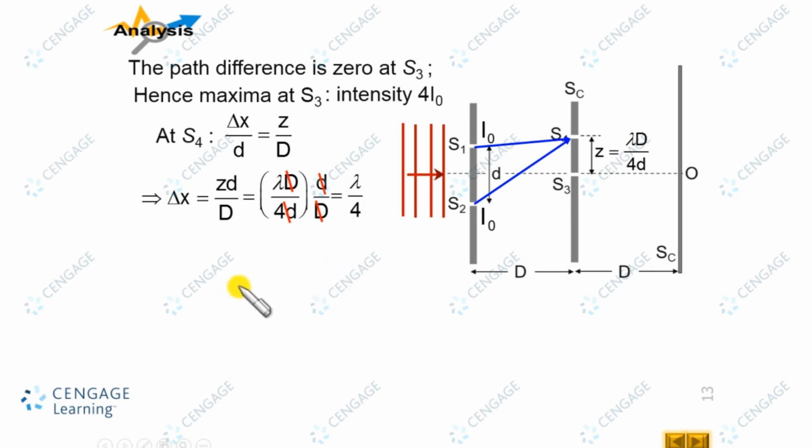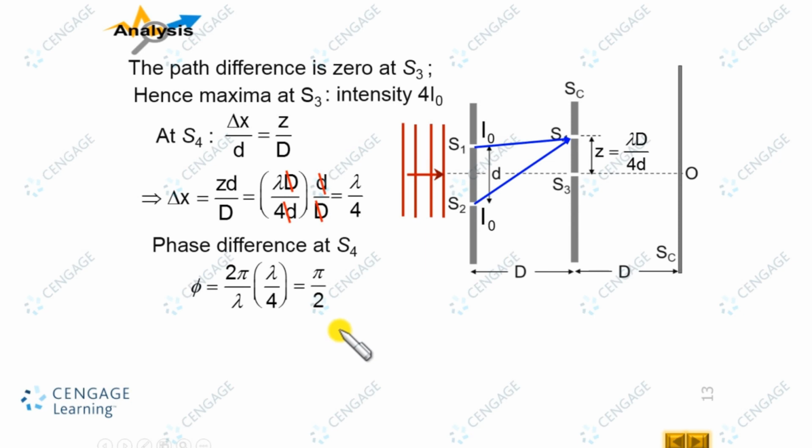Lambda by 4 path difference corresponds to a phase difference. We have the relationship between the phase difference and path difference: phase difference equal to 2 pi by lambda multiplied by delta x. So, let us substitute this value. Lambda will get cancelled, that is 2 pi divided by 4. That means this is equal to pi by 2. Now, we can find the intensity at S4 by using the formula of the intensity. We can use the square formula also. So, let us substitute pi by 2, and here we know cos pi by 2 is equal to 0. That means this intensity is equal to 2I naught.